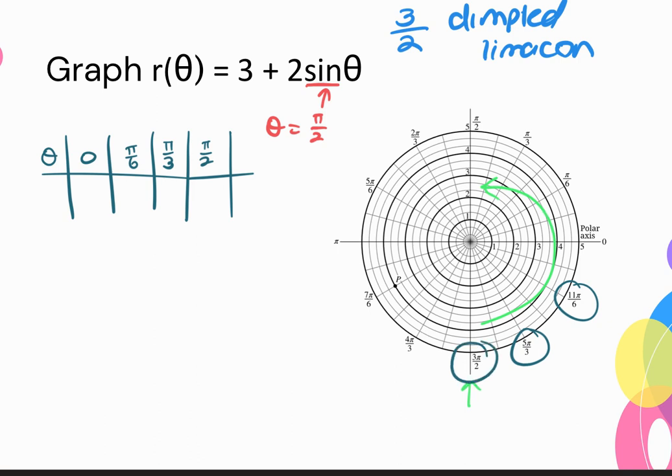But I'm going to try to see if I can see what's happening with the shape before I get to plugging in all those things. So I'm going to plug in 0. 3 plus 2 times sine of 0. What's the sine of 0?